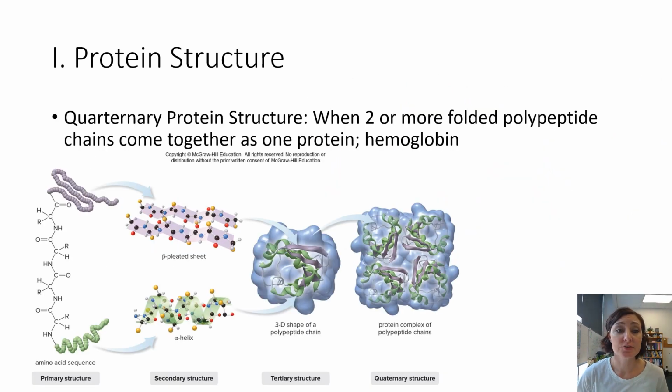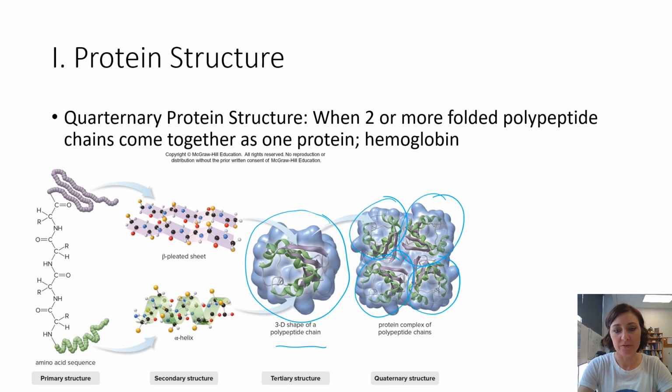In our final protein structure, quaternary protein structure, you have two or more folded polypeptide chains coming together as one protein. So in tertiary structure, we have our long chain of amino acids that's able to fold and twist and go through all the interactions that we talked about. If we were to get multiple subunits of that tertiary structure together, for example here, we have what's considered quaternary structures. So we have interactions between two or more folded polypeptide chains. We would consider that to be a quaternary structure.